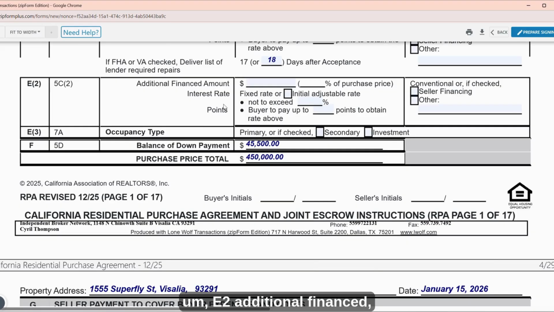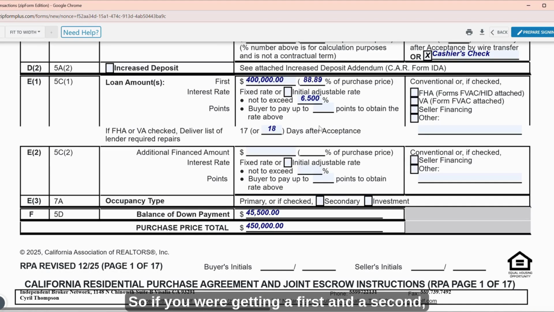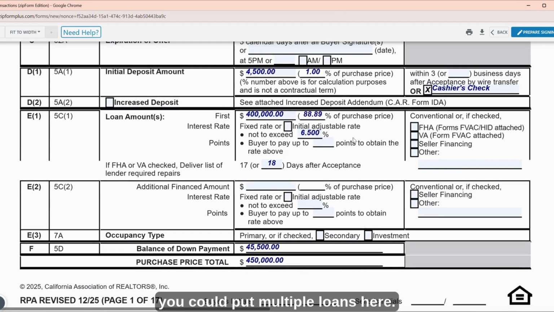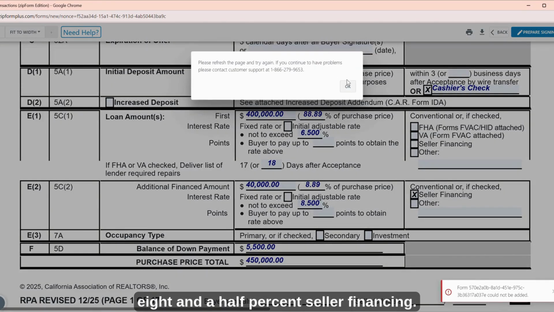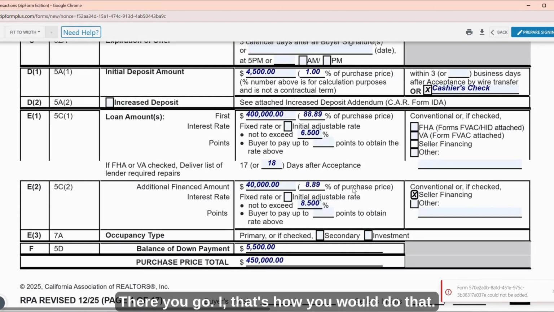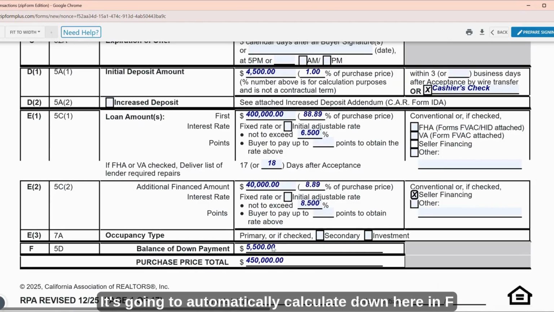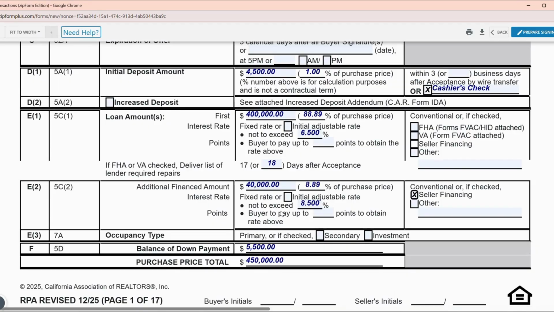E2, additional financed amount. If you had a second, so if you were getting a first and a second, you could put multiple loans here. Perhaps I'm asking the seller to carry back 40,000 of it as a second. I could put here that the seller's going to carry back a second at 8.5% seller financing. There you go. That's how you would do that. It's going to automatically calculate down here in F the balance of the down payment.